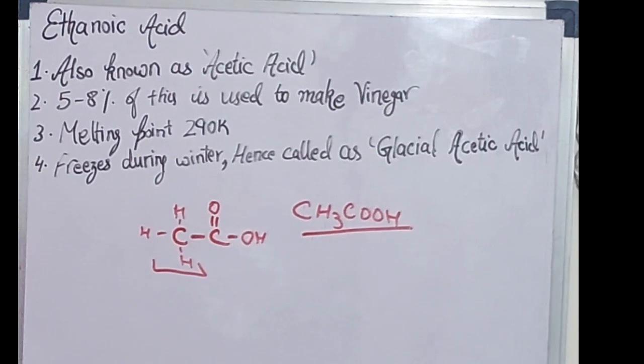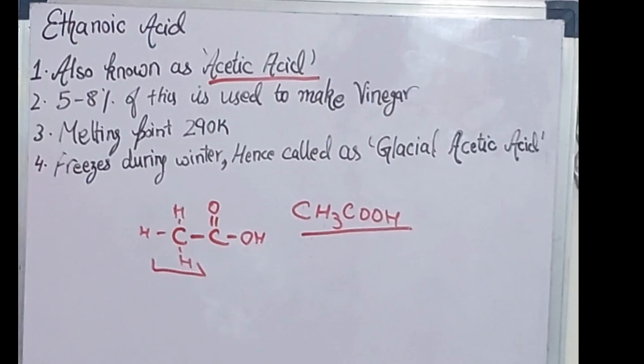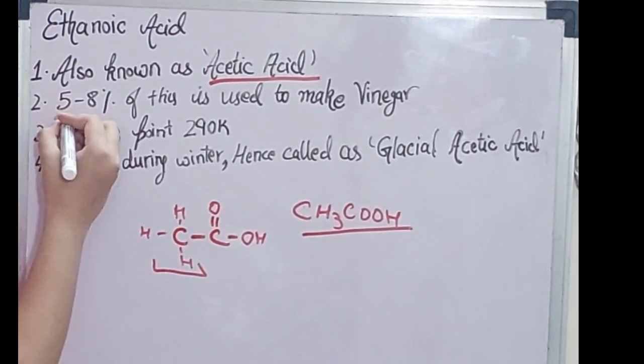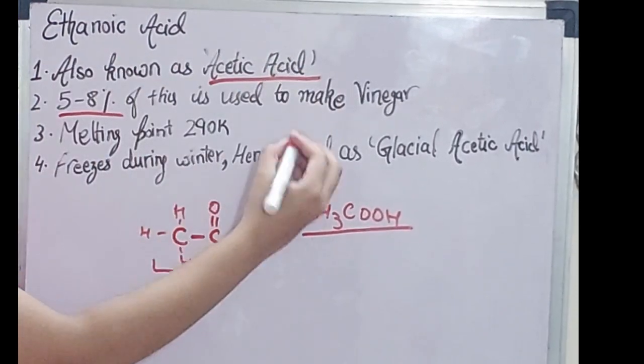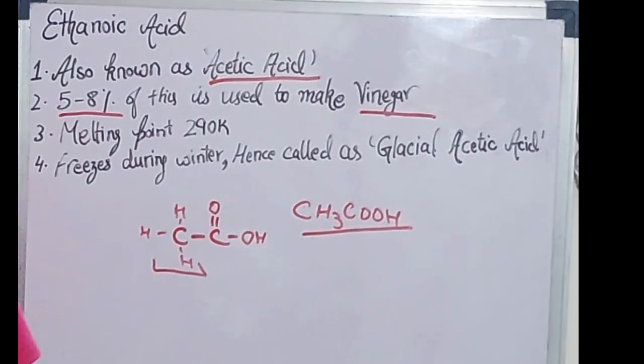Okay. So ethanoic acid is also known as acetic acid. Like alcohol was the common name for ethanol, in the same way the common name for ethanoic acid is acetic acid. Now you all must have heard of or tasted vinegar, a very common household ingredient, right? So about 5 to 8% of acetic acid is used to make your vinegar. Meaning, the vinegar you use consists of around 5 to 8% of ethanoic acid.